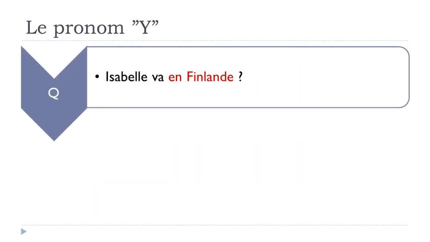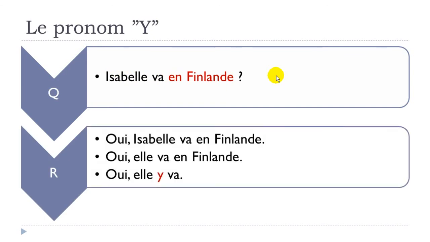So let's see a question. Isabelle va en Finlande. So va, remember, it's aller, okay? And then en Finlande, in Finland. Isabelle va en Finlande. So of course, you will have many options to answer to this question. The first one would be maybe the more logical. Oui, Isabelle va en Finlande. So you just take all the elements that you had in the question and then you answer with that.